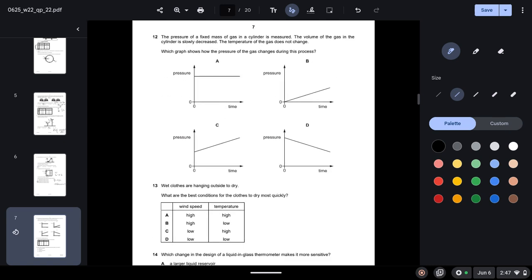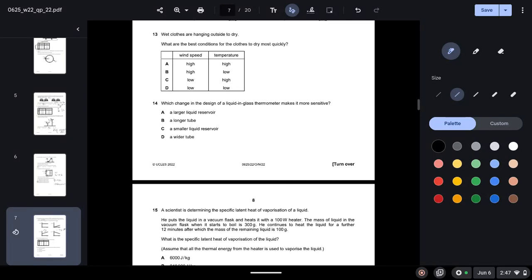The pressure of a fixed mass of gas in a cylinder is measured. The volume of the gas in the cylinder is slowly decreased. The temperature of the gas does not change. Which graph shows how the pressure of the gas changes during this process? So we know that volume and pressure are inversely related. So as the volume is decreased, the pressure would increase. So which graph shows pressure increasing? Well, it is C.